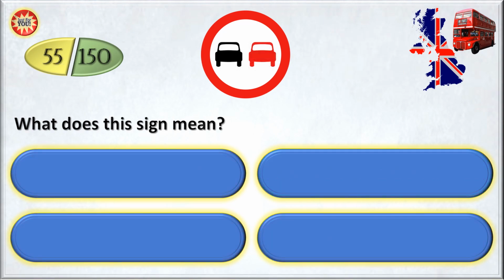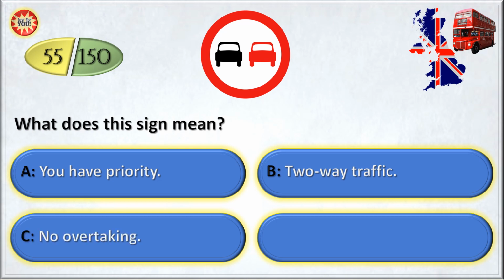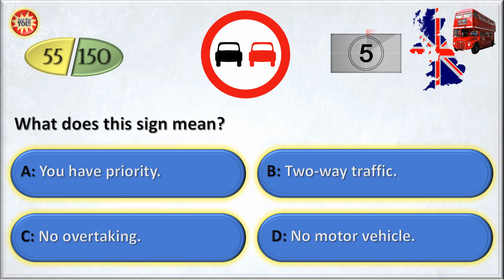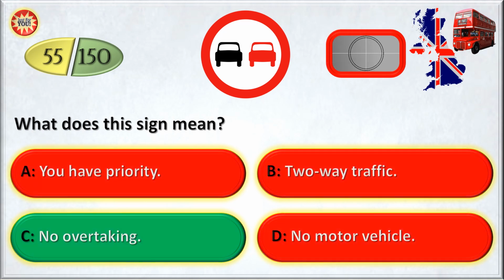What does this sign mean? You have priority. Two-way traffic. No overtaking. No motor vehicles. No overtaking.